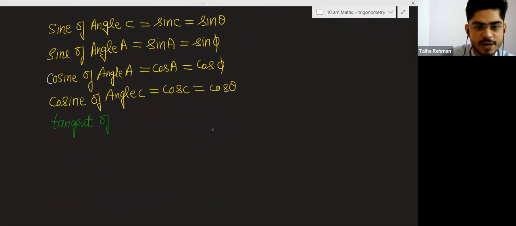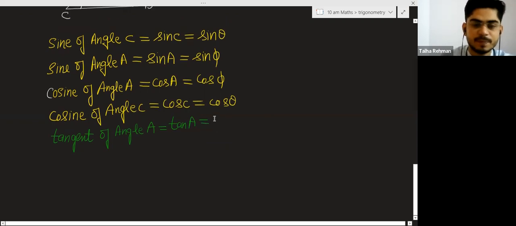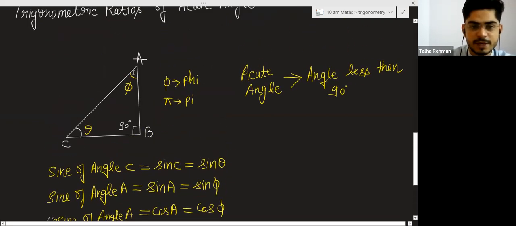Tangent of angle. You can choose any angle, either angle A or angle C. Tangent of angle A. That is, you will write in short form tan A. And what is tan A? With A there is this angle, tan phi.